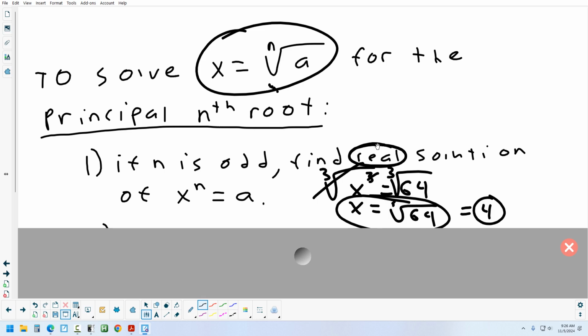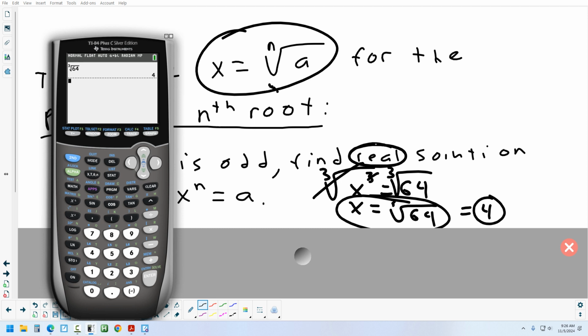But they would be imaginary. I'll tell you that much. Yeah. Can you show us how to type it in? Yeah. So to type in the cube root, you press the index, you press math, and then you go to option 5. So index, math, option 5.